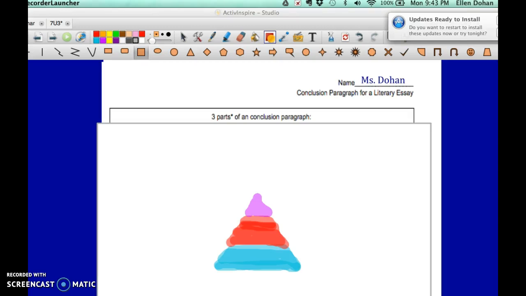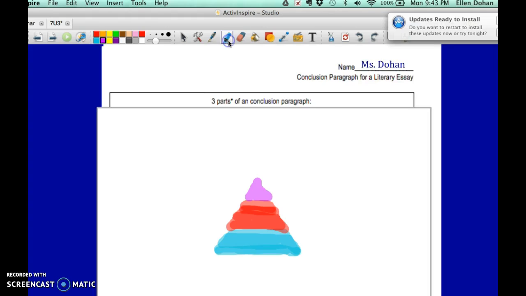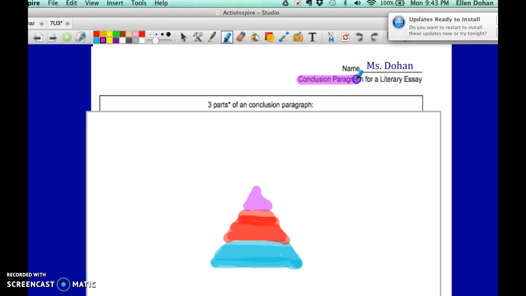Hi, 7th grade. Miss Dohian here, yet again, to talk to you about the conclusion paragraph for a literary essay this time. Do make sure that you're taking notes on these parts of a conclusion paragraph, and you'll be able to use them as you're drafting.